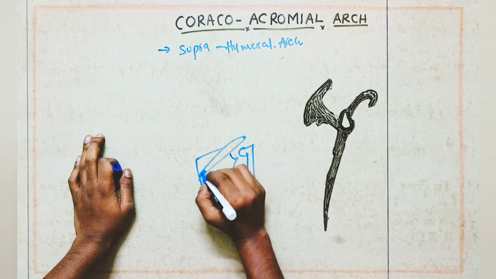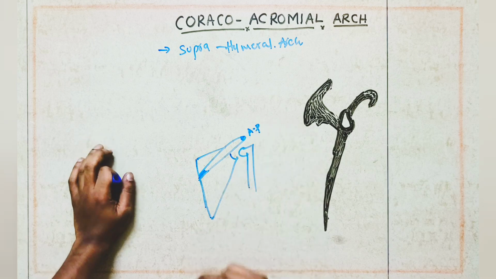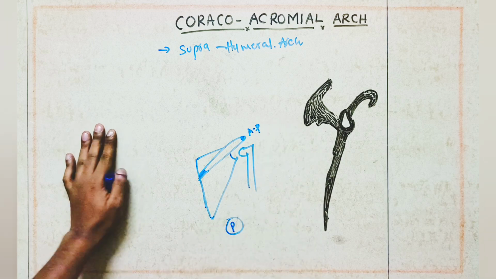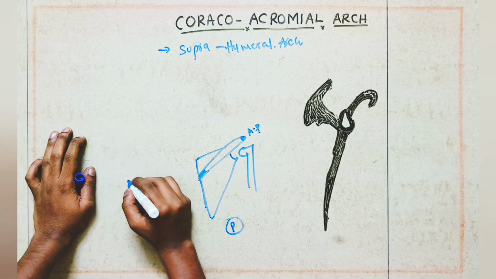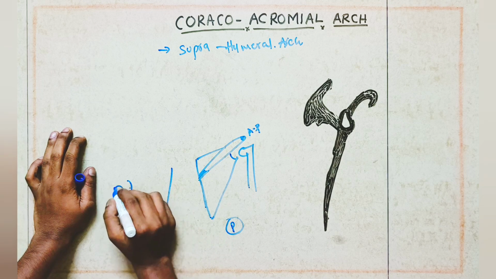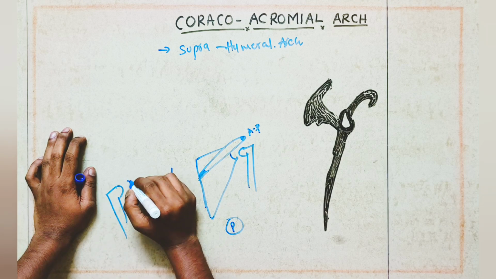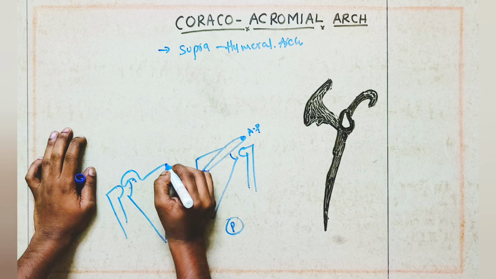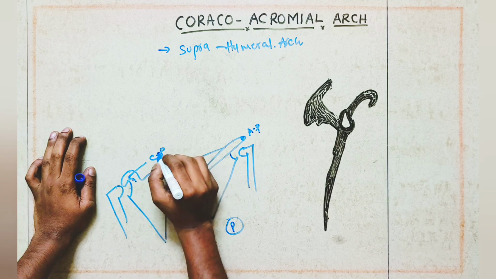This is the spine of the scapula. This is the acromial process of the scapula. This is the posterior view. Suppose we see the anterior view, this is our glenoid cavity, where the head of the humerus will be. Here the scapula has one process, that is the coracoid process.